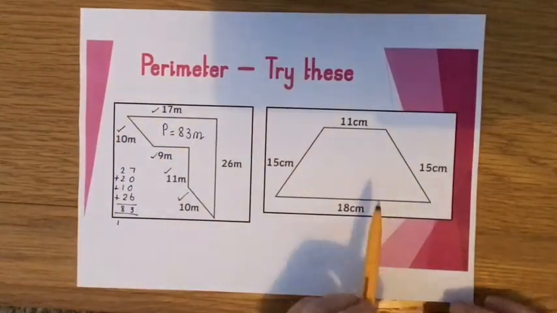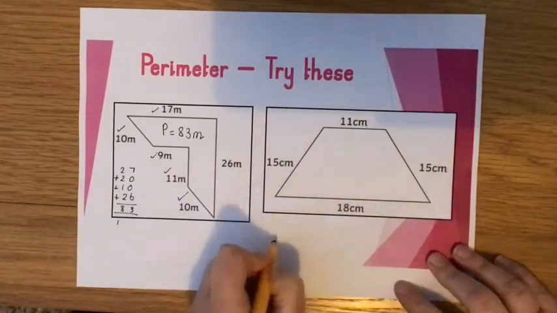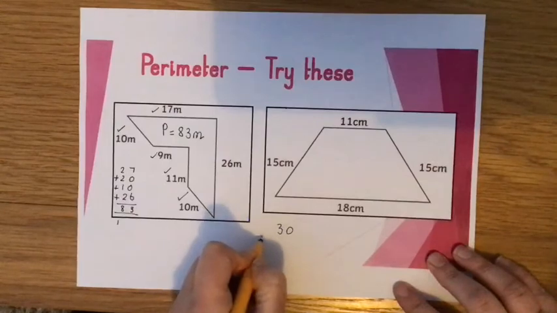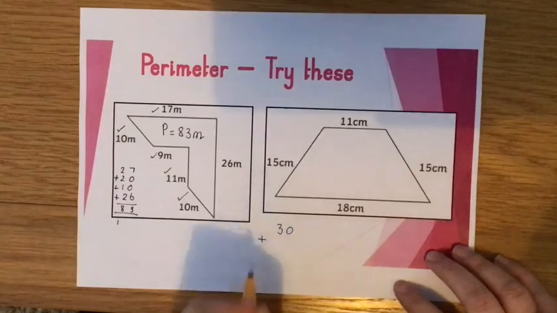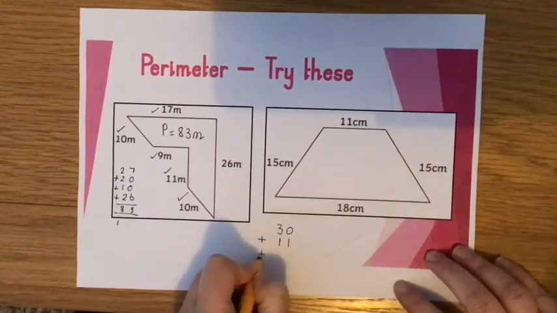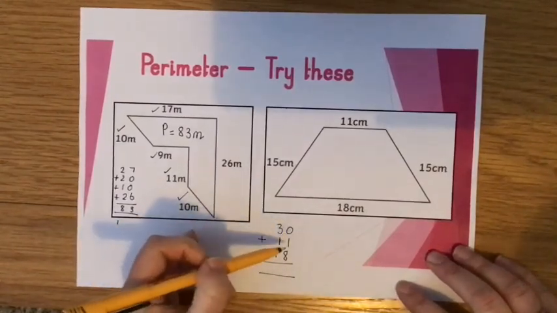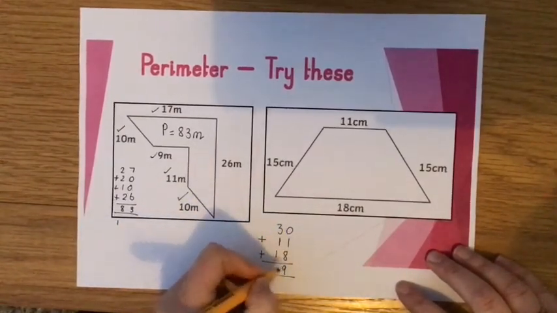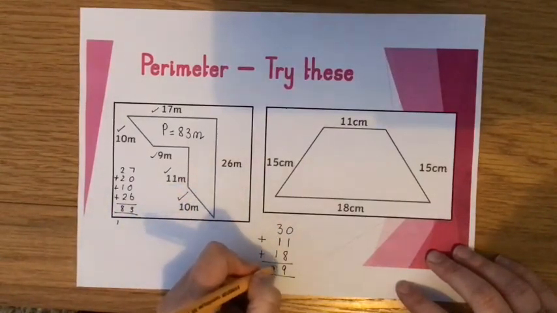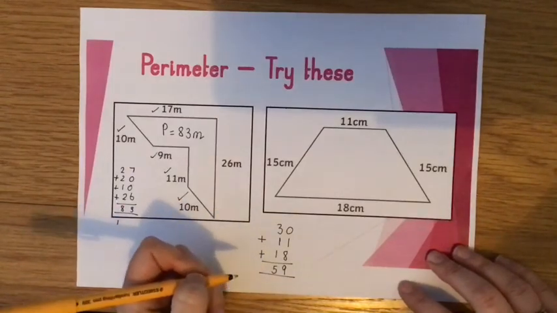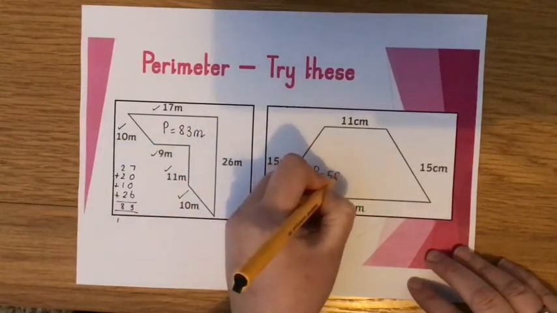And finally, looking at this last shape, I have got 15 and 15, going to be 30. And 11 plus 18. So I've got 0 plus 1 plus 8, that's 9. And 3 plus 1 plus 1 is 5. So the perimeter of this shape is 59 centimetres.